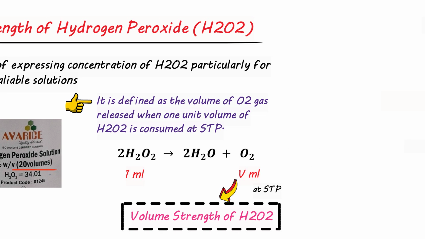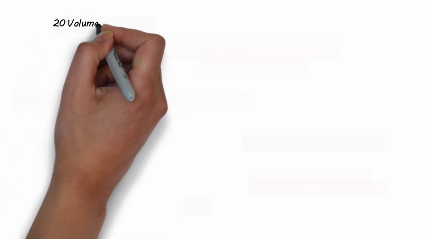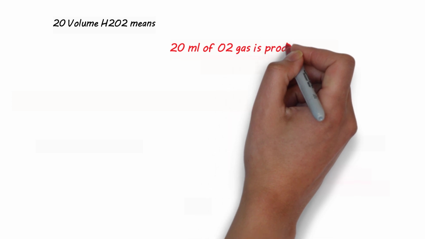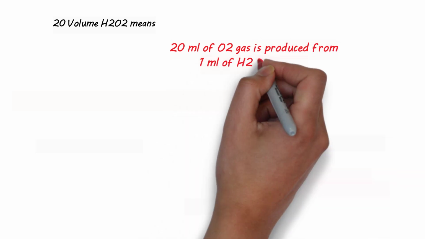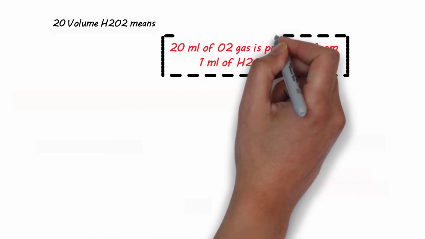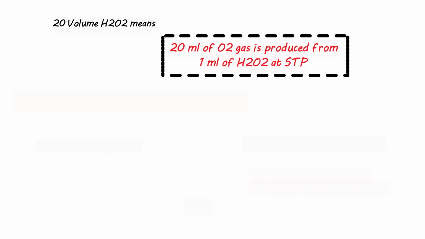Thus, we can say that 20 volume of hydrogen peroxide means that 20 ml of O2 gas is produced from 1 ml of H2O2 at standard temperature pressure. This is the definition of volume strength of H2O2. Similarly, if the reagent bottle depicts 30 volumes of H2O2, that means 30 ml of O2 gas has been produced from 1 ml of hydrogen peroxide at standard temperature pressure.